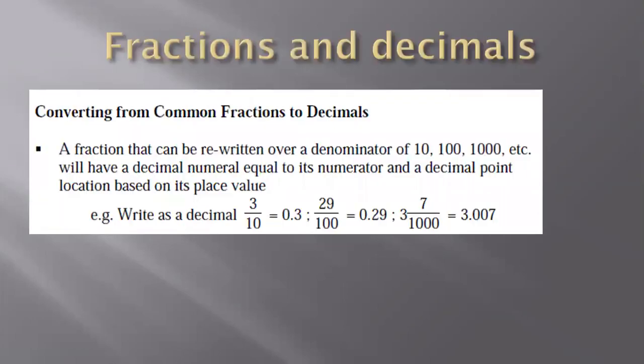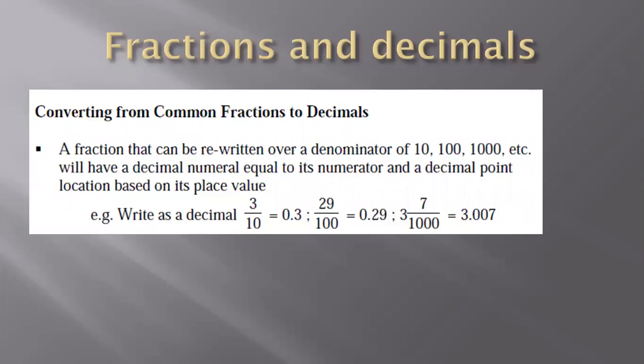Unit 3 review, part 1. Fractions and decimals. Converting from common fractions to decimals. A fraction that can be rewritten over a denominator of 10, 100, 1,000, etc. will have a decimal numeral equal to its numerator and a decimal point location based on its place value. So for example, 3 over 10, so it's to the 10th, you can directly change it to a decimal, which will be 0.3. 29 over 100 will equal 0.29.